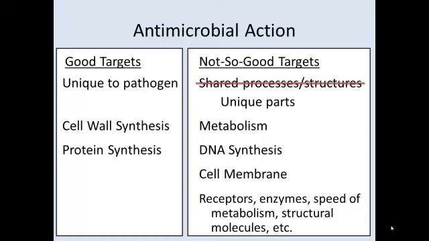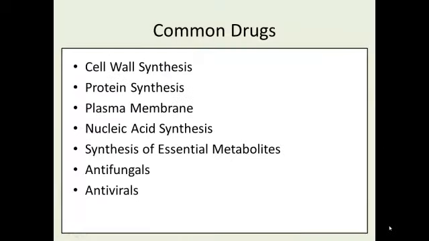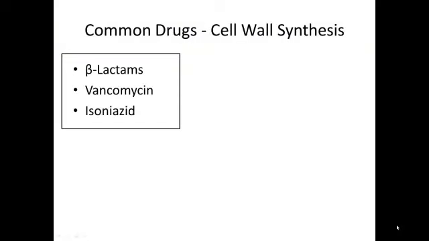Okay, so as we go along and we talk about specific antimicrobials, we're going to be grouping them into these various categories. So keep this in mind as we talk about the drugs going forward. Now, the common drugs that we're going to talk about are those that inhibit cell wall synthesis and protein synthesis. Those are the bulk of the drugs that you're going to be familiar with. Like I said, good targets. We have a lot of drugs that attack those. Then we're going to talk about those that attack parts of the plasma membrane. We're going to talk about those that inhibit nucleic acid synthesis, synthesis of essential metabolites, specifically folic acid, antifungals, and antivirals. Let's begin with those drugs that attack cell wall synthesis.